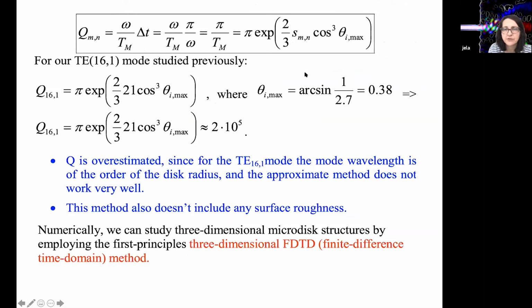So going back to the disk that we already designed previously, this is the Q factor expression. Going back to our 16-1 mode, okay? M is 16, N is 1. S_16,1 is equal to 21. That's the first zero of the Bessel function J16. And theta_i max you can find as an angle whose sine is 1/2.7, right?